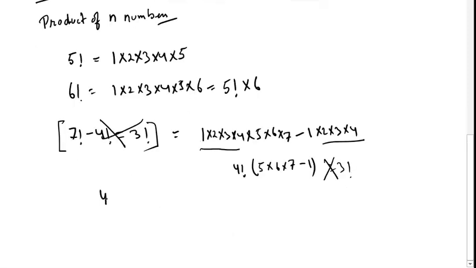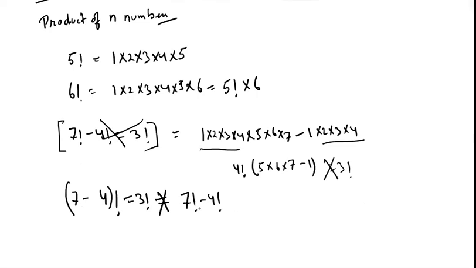And (7 minus 4) whole factorial is equal to 3 factorial, but it is not equal to 7 factorial minus 4 factorial. Are you getting the point? This is a mistake that many students make. Got it, everyone?